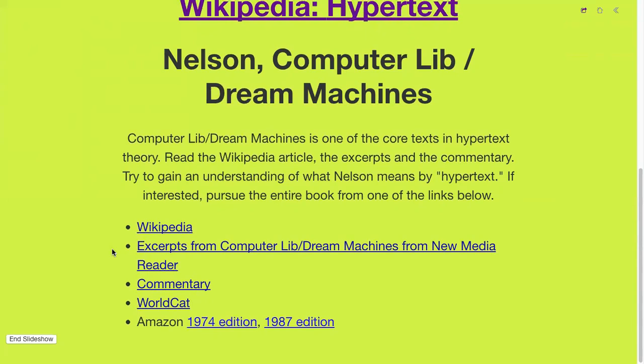His book was really cool. I can't remember the publishing term for it, but you'd open it up and this was Computer Lib, and it went to this half, and then you'd flip it over, and this is Dream Machines. So they were cross bound. Two books bound together as one.